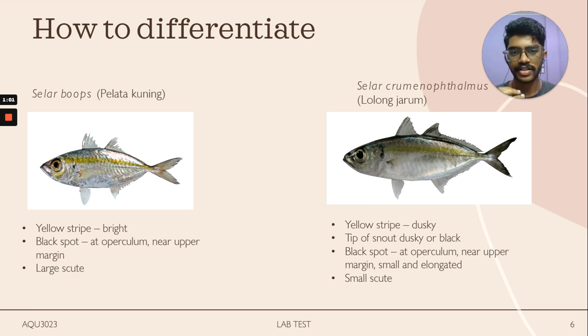Both of these fish species also have black spots near the operculum. However, Selar crumenophthalmus' black spot at the operculum is small and elongated compared to Selar boops. Next, the tip of the snout of Selar crumenophthalmus is dusky or black. However, the tip of the snout of Selar boops is similar to its body color. The scute, however, in Selar boops is large compared to Selar crumenophthalmus, where its scute is smaller.